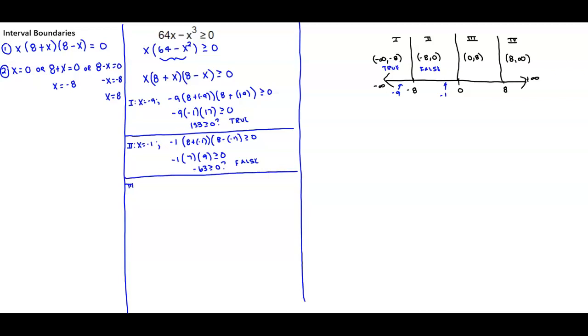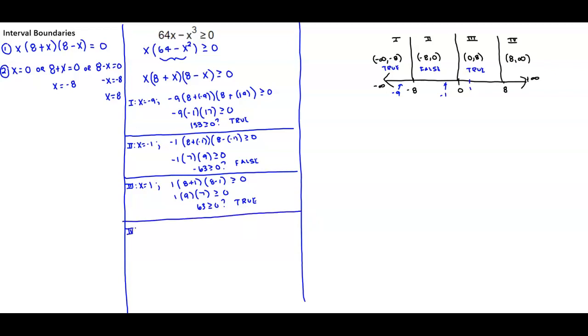Region number 3. We're going to pick the value of 1. So x is going to equal 1. So we have 1 times (8 plus 1) times (8 minus 1), and see if that's greater than or equal to 0. So we have 8 plus 1, which is 9, and 8 minus 1 is 7. So 1 times 9 times 7 is positive 63. And is positive 63 greater than or equal to 0? Well, the answer is true. So it's true for interval number 3.